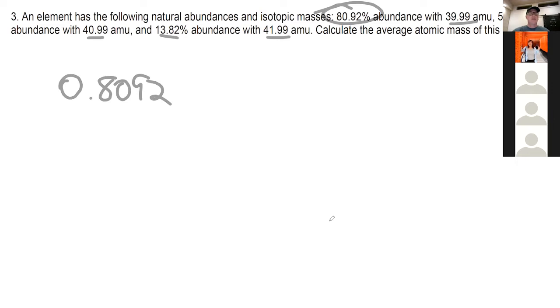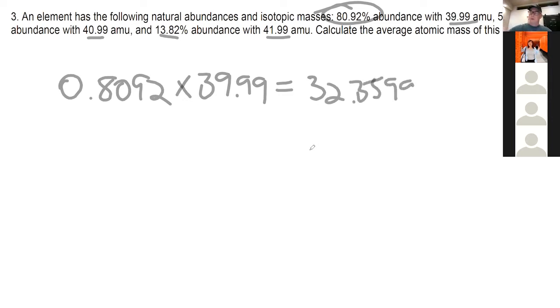So what do I do with that fraction? You're going to multiply that by the number that is associated with the AMU. The mass associated. Okay. So 39.99. So you get 32.359908 for the first one. Sorry, I did this earlier. So 32.3599.